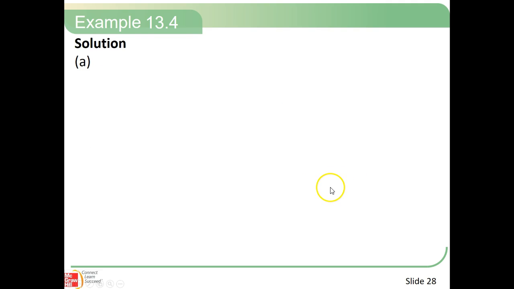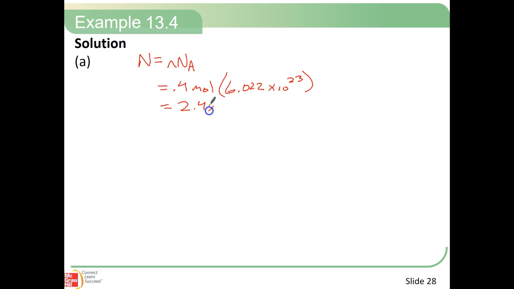So for our first one, we're going to say N is equal to the number of moles times N_A. So this is going to be equal to 0.4 moles, where n here is the number of moles, times Avogadro's number, which is 6.022 times 10 to the 23rd atoms per mole. That gives us 2.4 times 10 to the 23rd atoms. So now we know how many atoms there are.